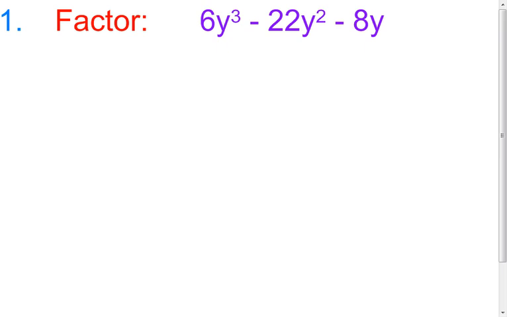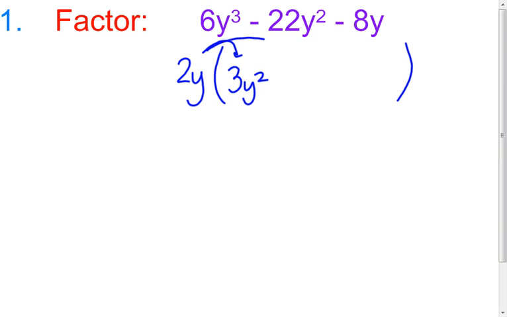Here, when I look at the numbers, 6, 22, and 8, each of those numbers is divisible by 2, so I can pull out a 2. And they also each have at least one y in them. So in this case, I can pull out a 2y, and then I want to see what I'm left with. So 2y times 3y squared gives me 6y cubed. 2y times negative 11y gives me negative 22y. And 2y times negative 4 gives me negative 8y.